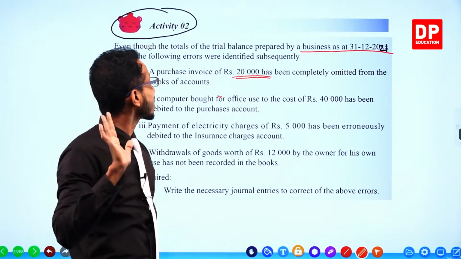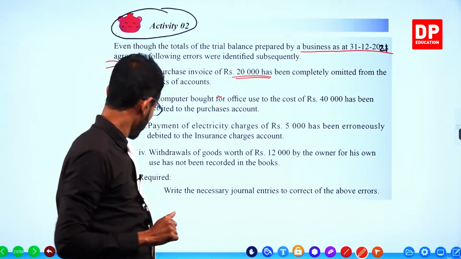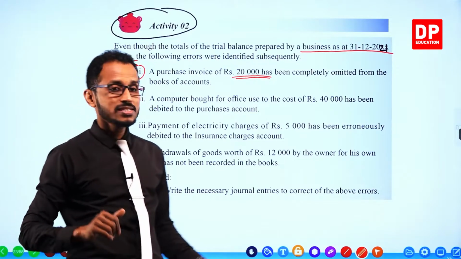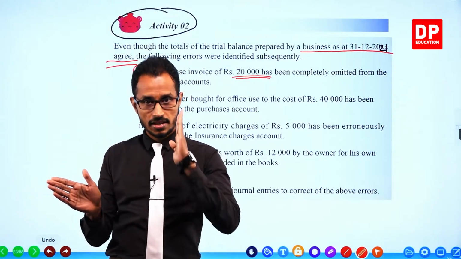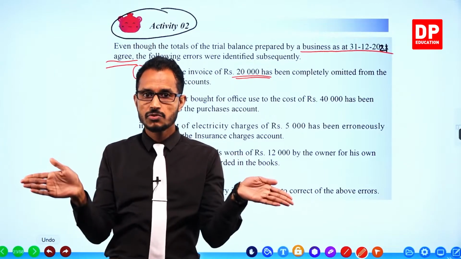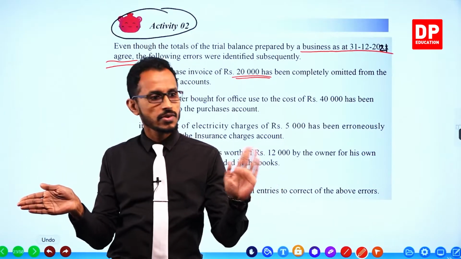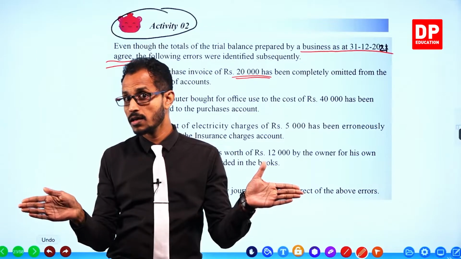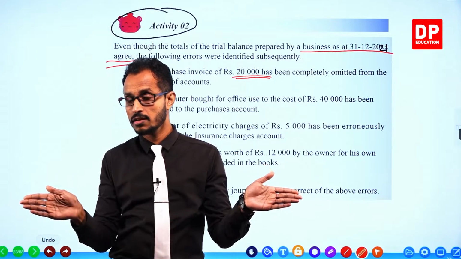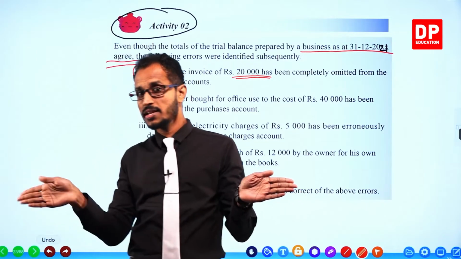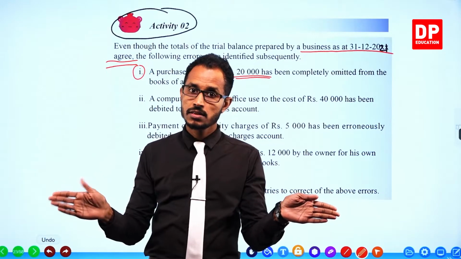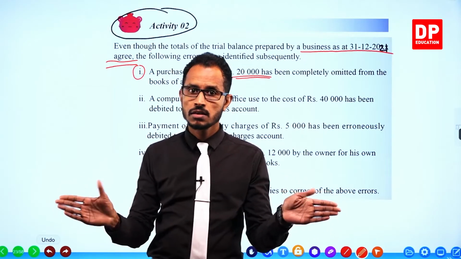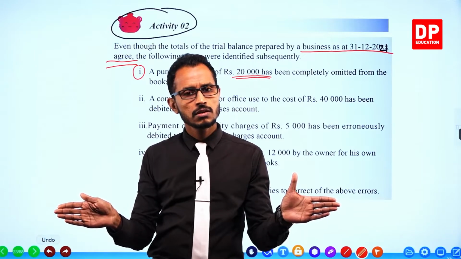Okay. If it is a credit purchase, the double entry should be purchases account debit and creditors account credit. So we just have to record that. Purchases debit, creditors credit. Is that your rectifying entry? Purchases account debit, creditors account credit. That's it. So easy.